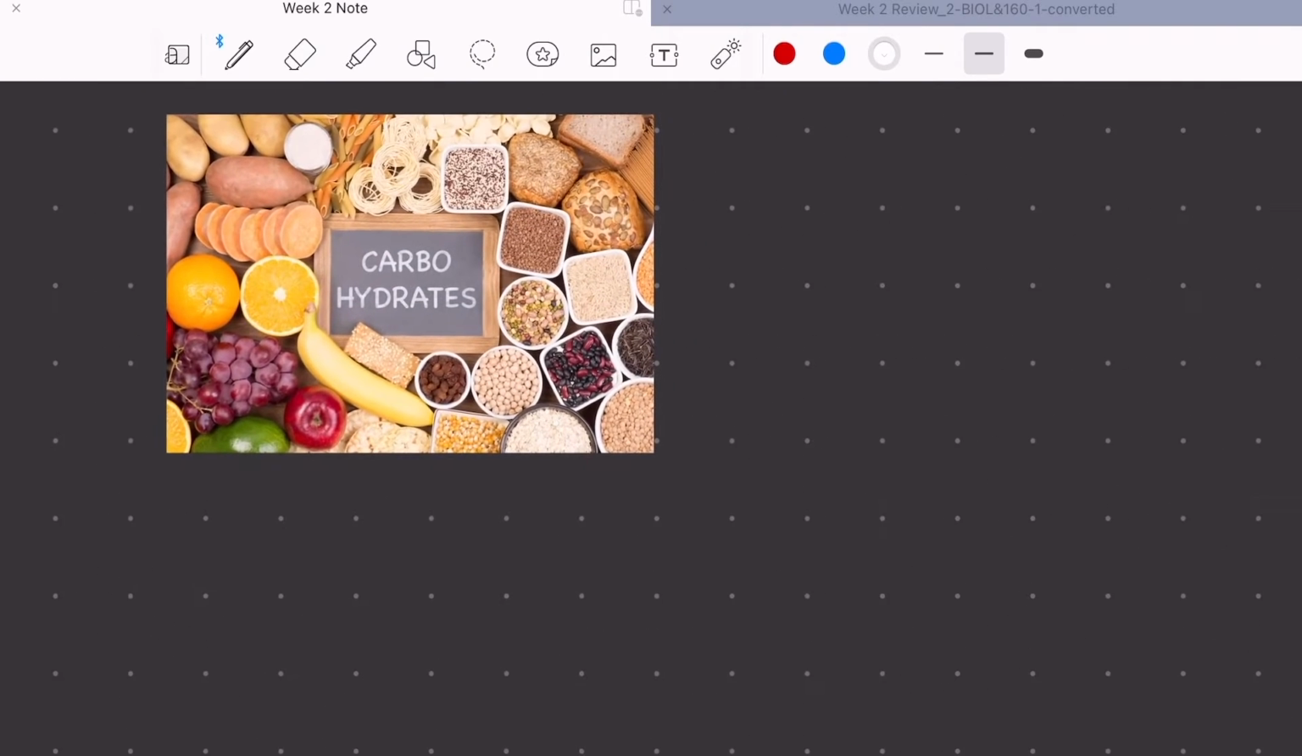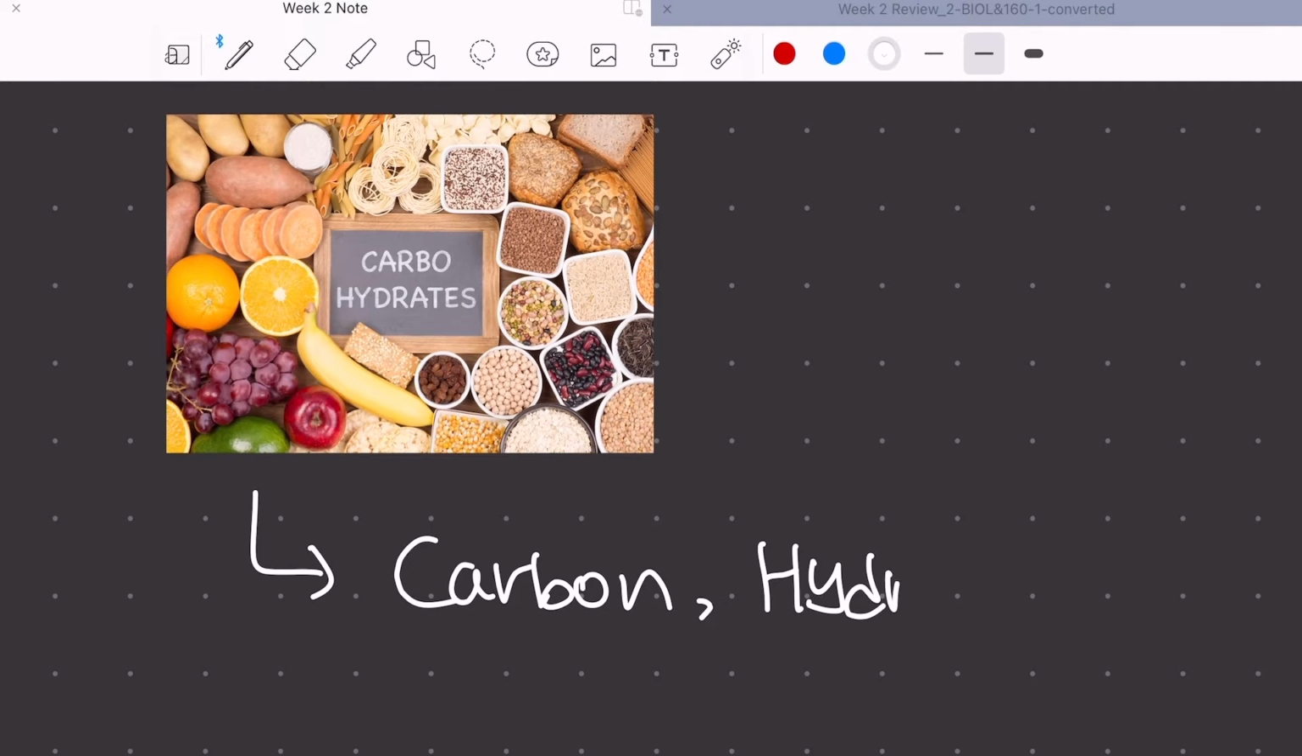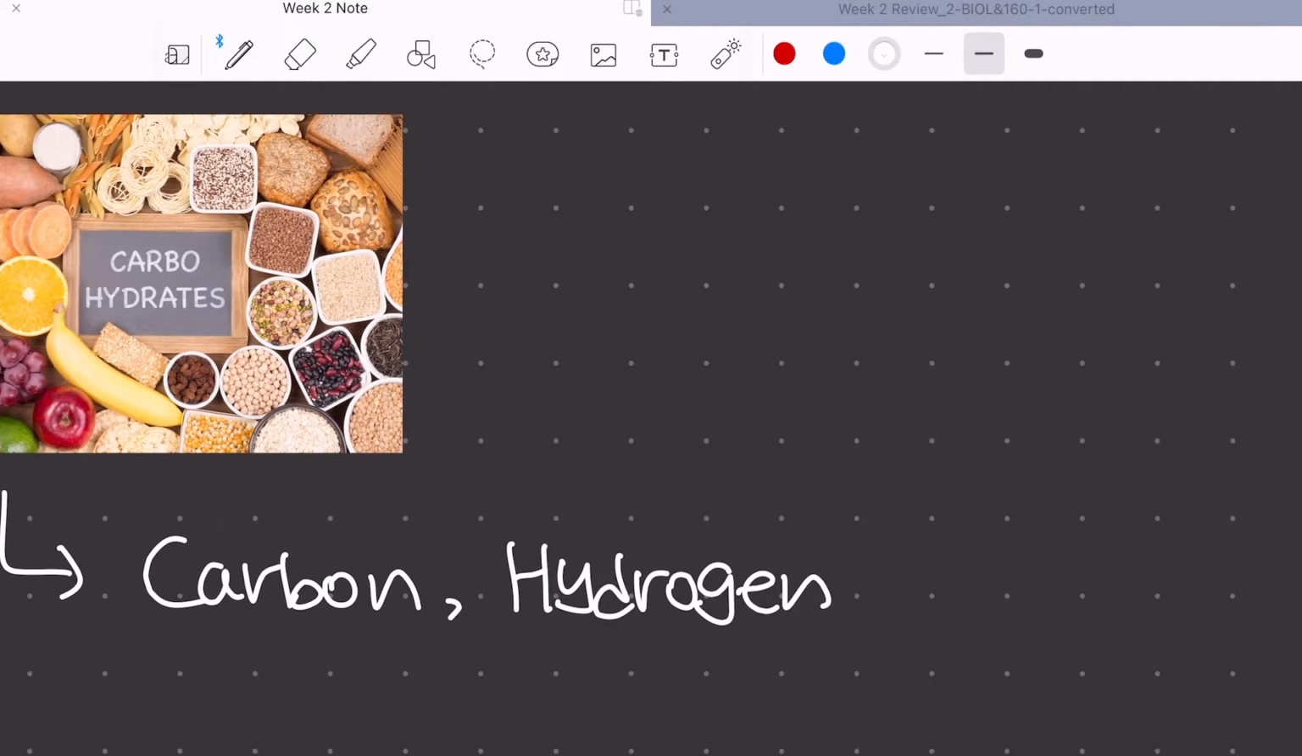All right, let's talk about carbohydrates. Where can you find carbohydrates? Literally anywhere. Even in this snack bar, there are carbohydrates in it. Carbohydrates are made up of 3 chemical elements, which are carbon, hydrogen, and oxygen.